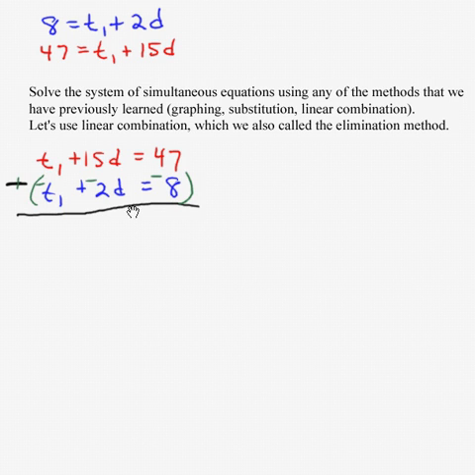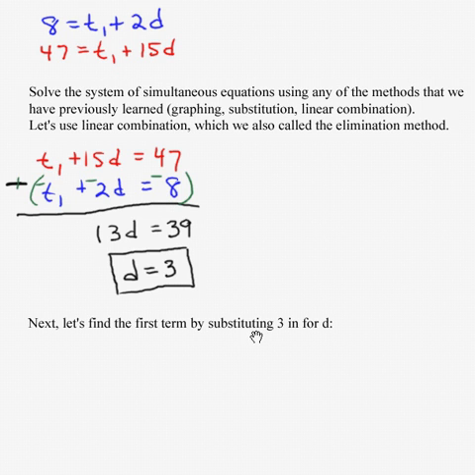And we subtract. Again, be careful when you subtract. I suggest adding the opposite so we don't make any careless mistakes. And you can see that t sub 1 minus t sub 1 drops out. 15d plus negative 2d is 13d. 47 plus negative 8 is 39. So we have combined these two equations, just like we did in chapter 4, into one equation, one variable. Solve this by dividing both sides by 13. D is 3. Now, we're not quite done yet, because that's d, the common difference. We don't know what t sub 1 is yet.